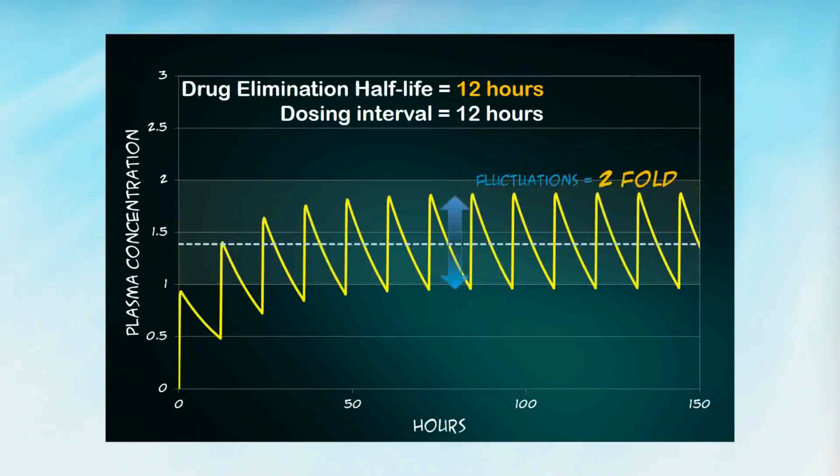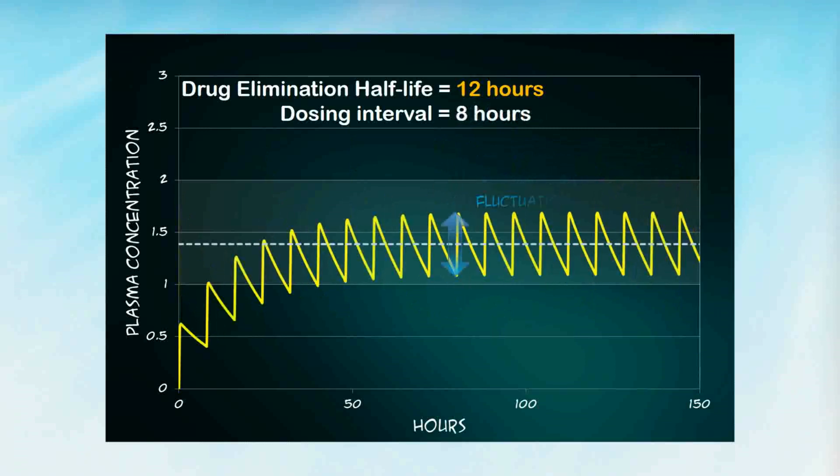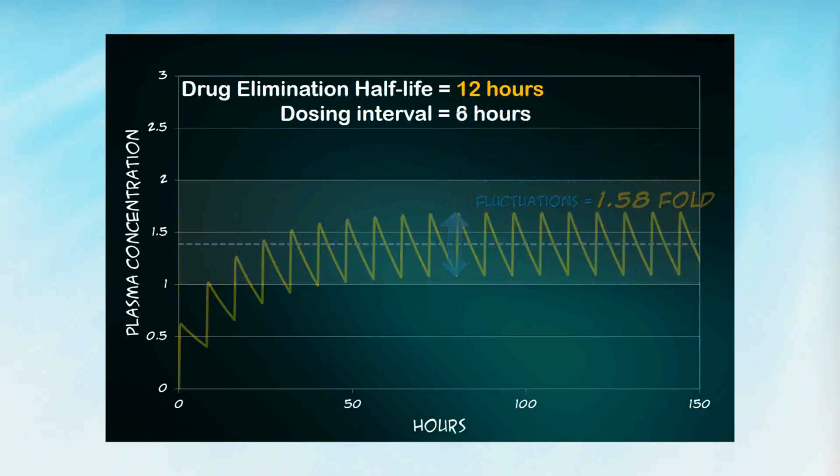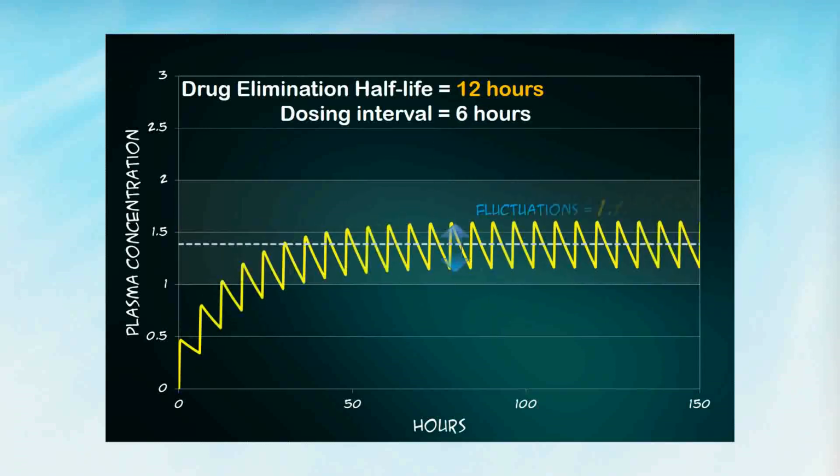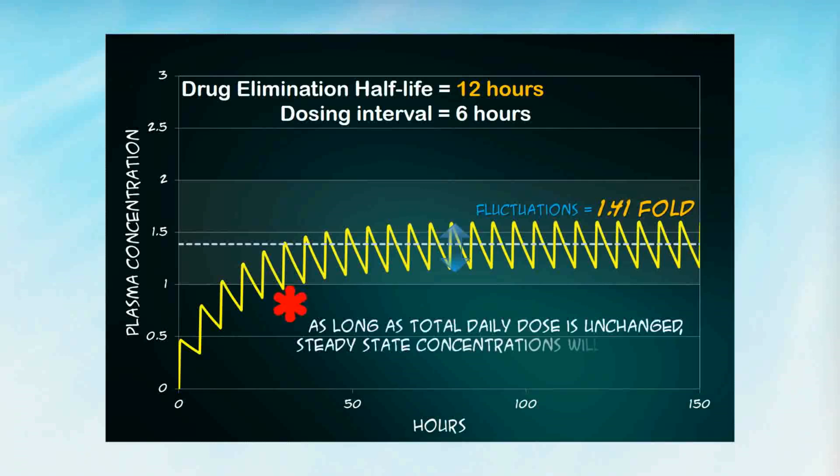Here, you can see the effect of decreasing dose intervals on the fluctuations. When the dose interval is half of the half-life, the fluctuations are only about 1.4. Incidentally, you should note that as long as the total daily dose remains unchanged, the steady-state concentration is completely unaffected by the changes in dose intervals.